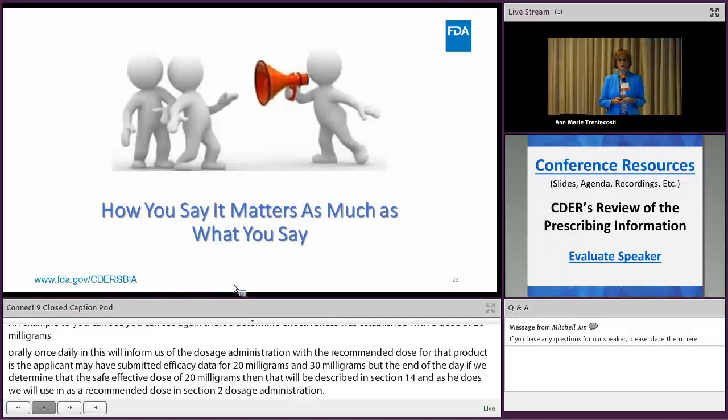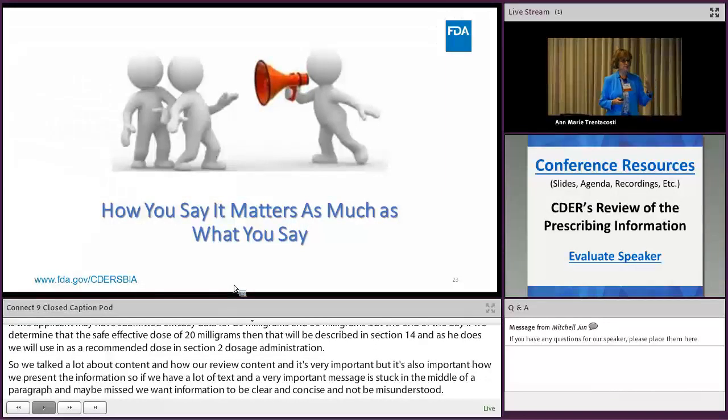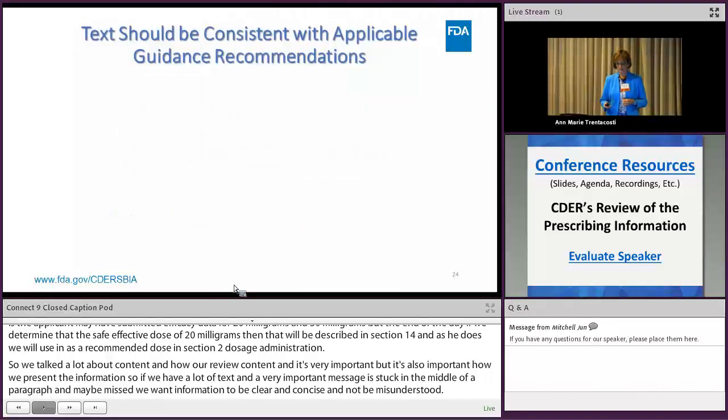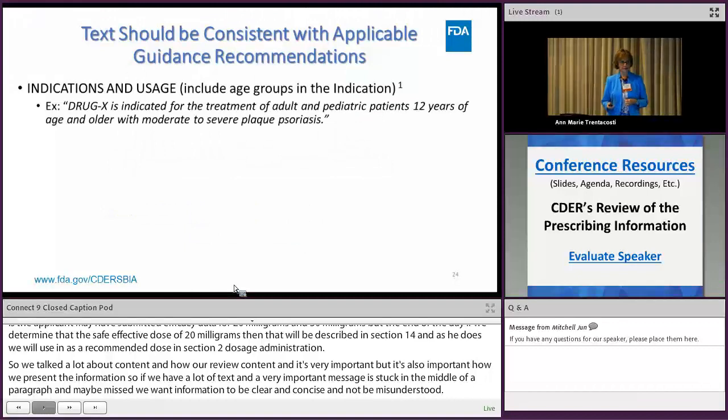We spend a lot of time even with formatting things such as headings and bullets, terminology we use. We spend a tremendous amount of time, actually, in wordsmithing, because at the end of the day, we want the information to be clear and concise. So some of our recommendations are actually based on guidance.